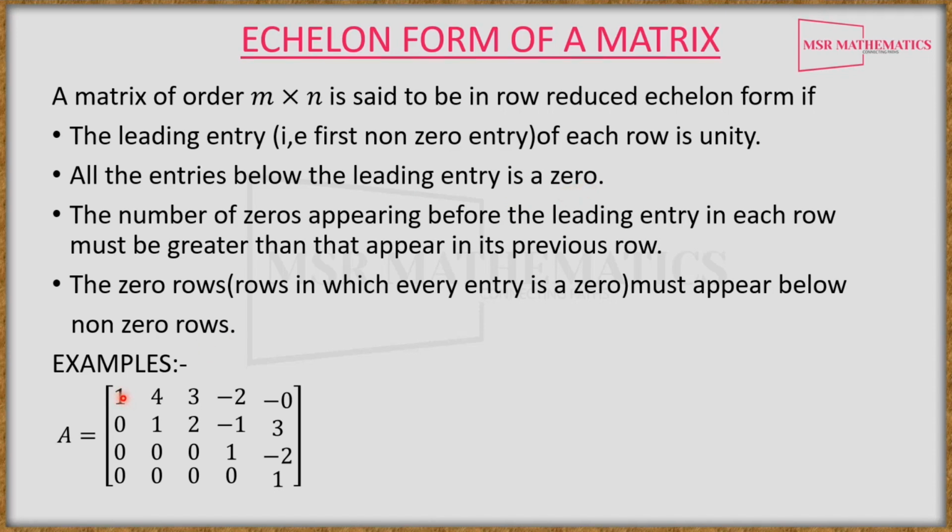Here we have the leading entry as 1. Under this, all the values are 0. Here also this is 1, and the values below are 0. Here also it is 1, and the value below is 0. So the second condition also holds for this matrix.